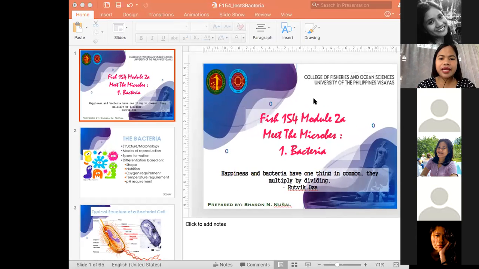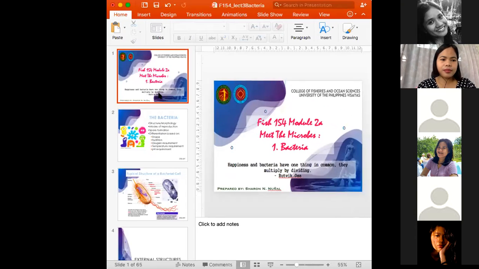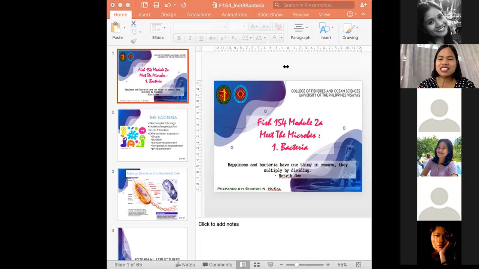So I added some slides in this topic. Module 2, meet the microbes, the bacteria. There's a tagline here which says happiness and bacteria have one thing in common. They multiply by dividing. Very nice line, no?